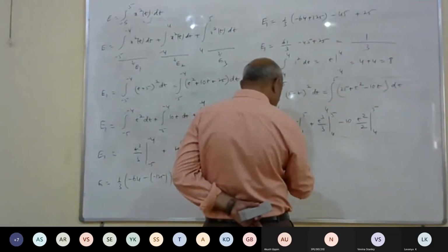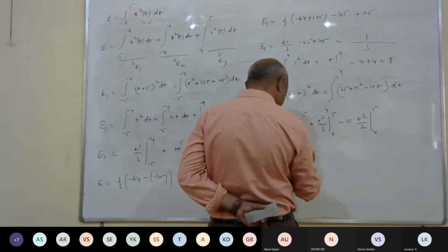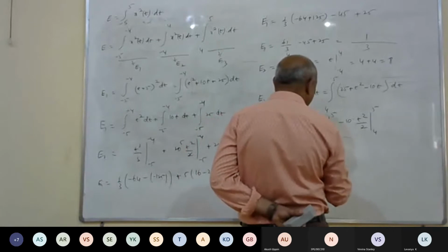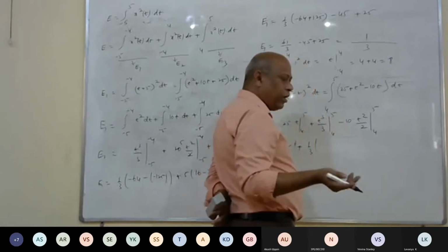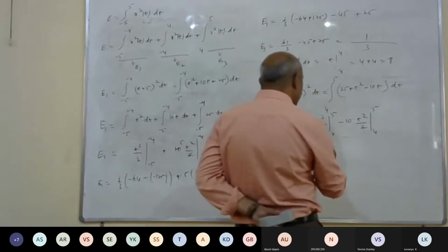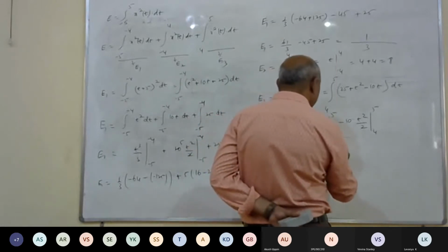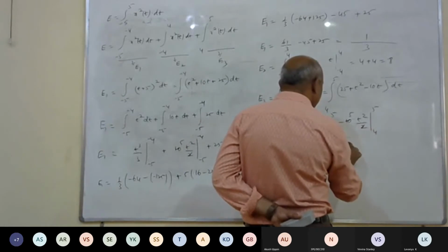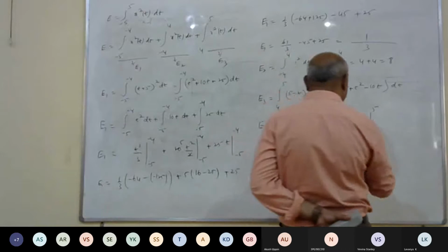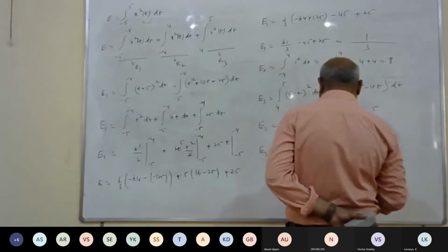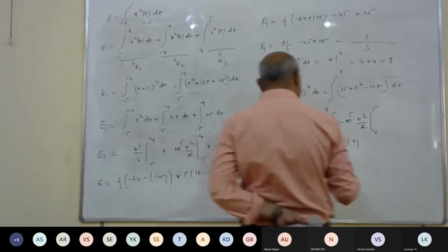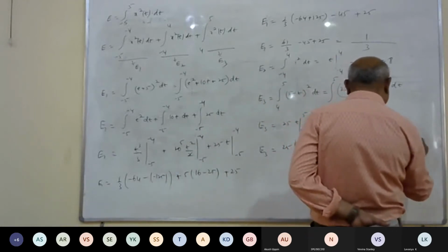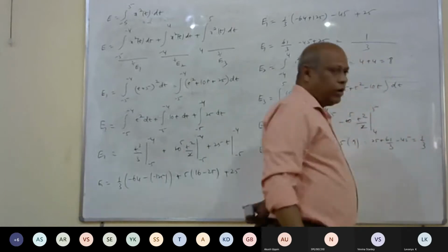Next, 25 times 5 minus 4, which is 1, plus 1 by 3 times 5 cube minus 4 cube. 5 cube is 125 minus 64, that is 61, minus 5 times 25 minus 16, the answer is 9, that is 45. So the answer is 25 plus 61 by 3 minus 45. This also gives 1 by 3.